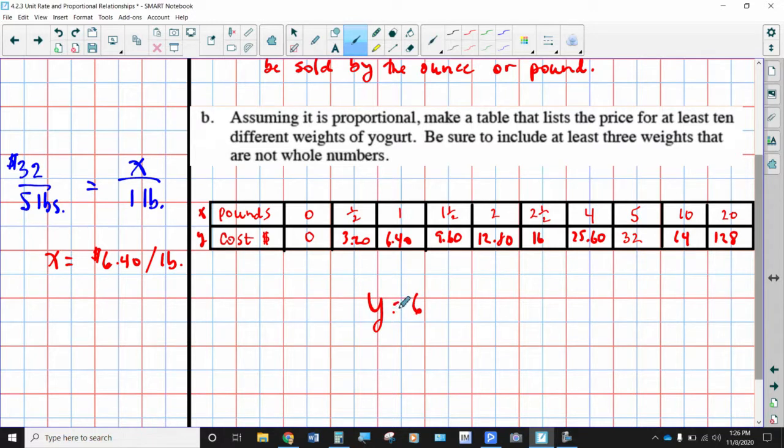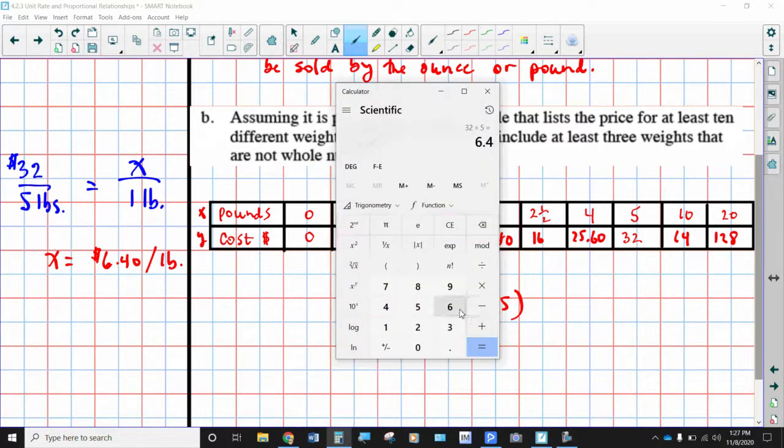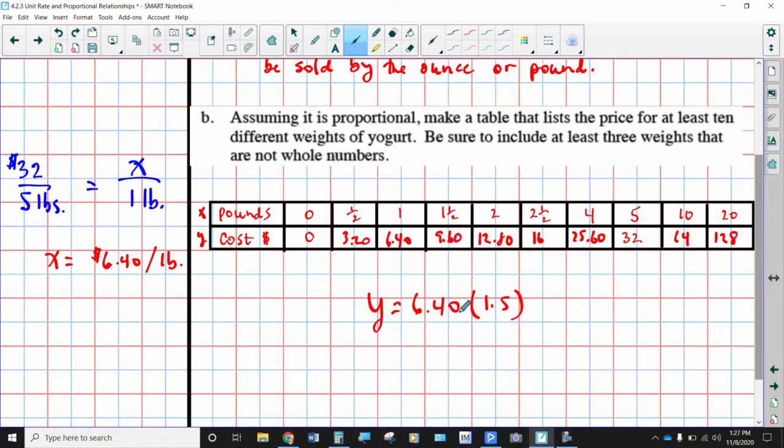So, $6.40. Which one shall I check? Let's check this one right here. So if I enter in 1.5, that should give me $9.60 if I've done everything correctly. So $6.40 times 1.5 is indeed $9.60. That's the answer that we got.